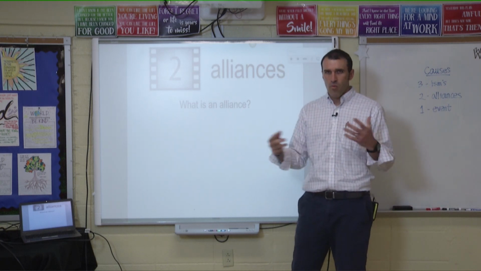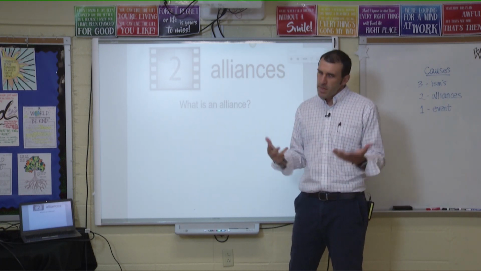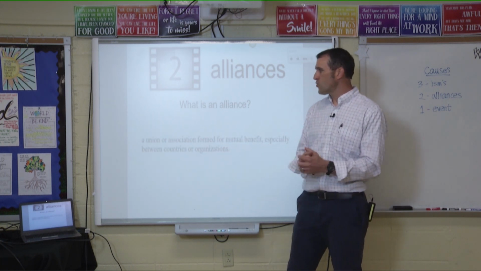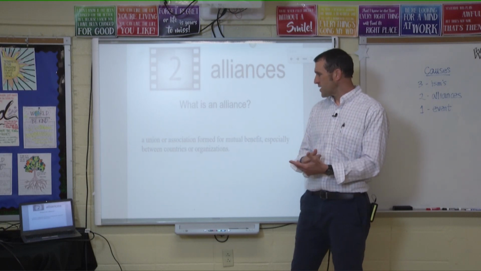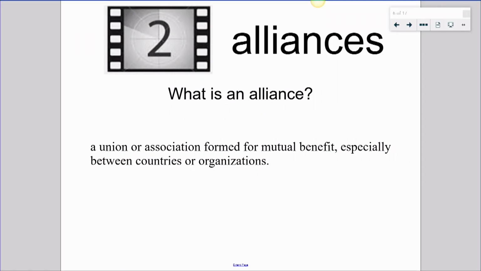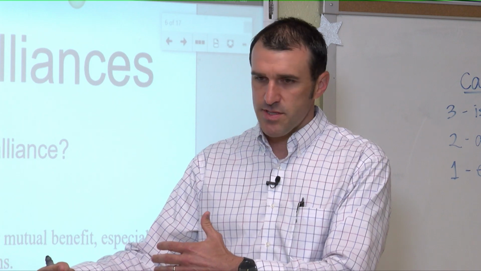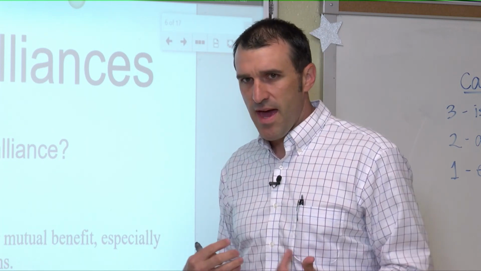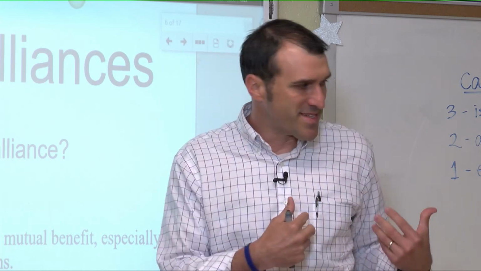So before we look at what the 2 alliances were, let's make sure we understand what an alliance is. An alliance is a union or association formed for mutual benefit, especially between countries or organizations. So in essence, when these alliances began to be built, it was as if, okay, listen, we got some rivalry and competition going on, but if something happens, I need to make sure that somebody's got my back.